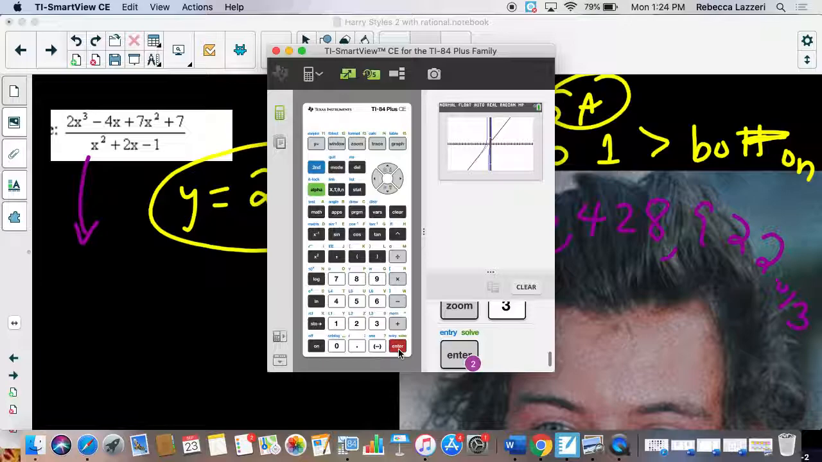Can you make it bigger? Maybe. Zoom. You're not going to have to zoom. I'm just showing you an illustration. Sorry, it's fine, I can see.